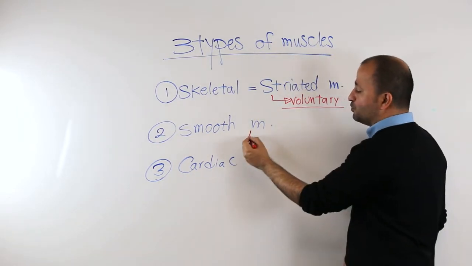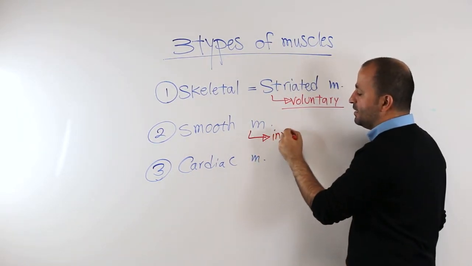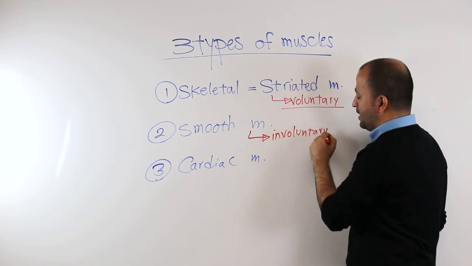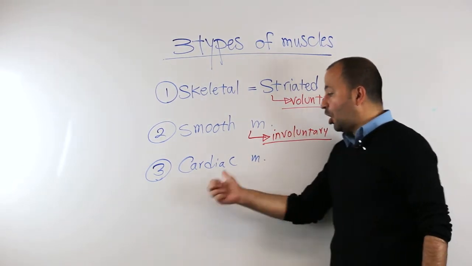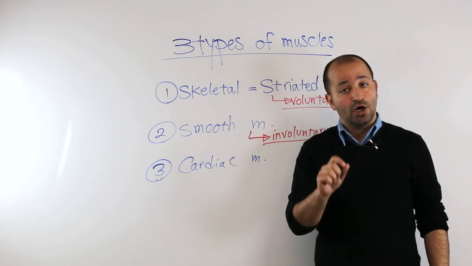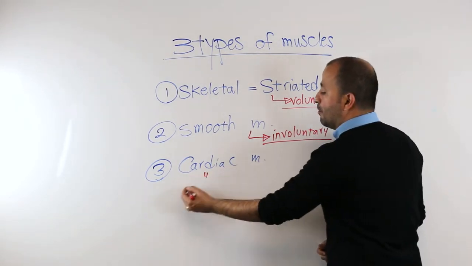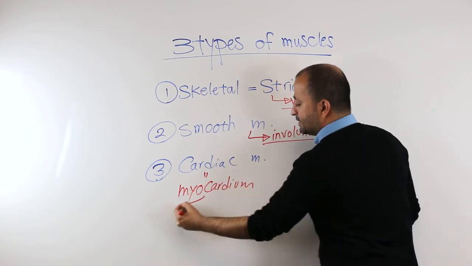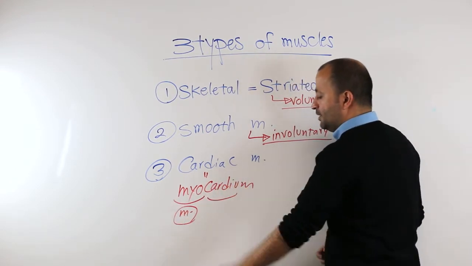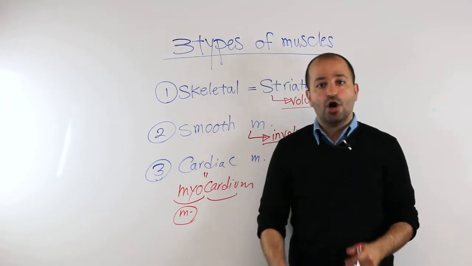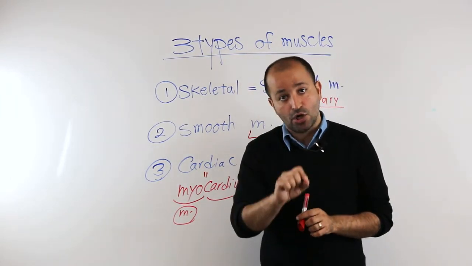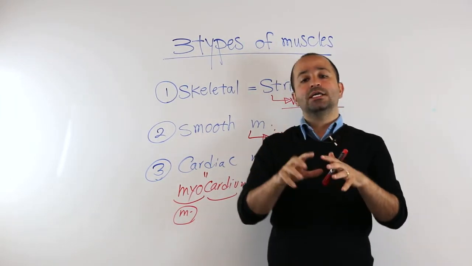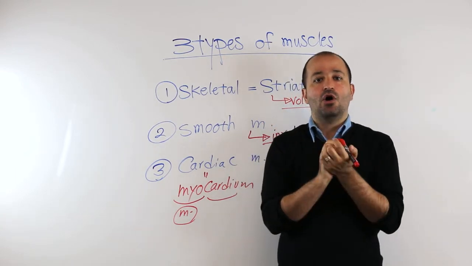So the characteristic of a smooth muscle is what? Involuntary. Cardiac muscle, or we also call it myocardium. The word myo means muscle. Cardium means heart. Myocardium is the muscle which is inside the heart.